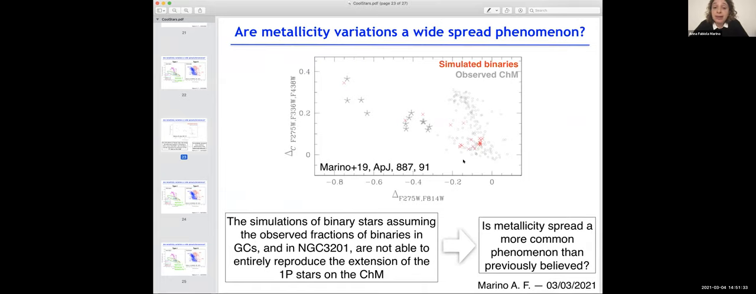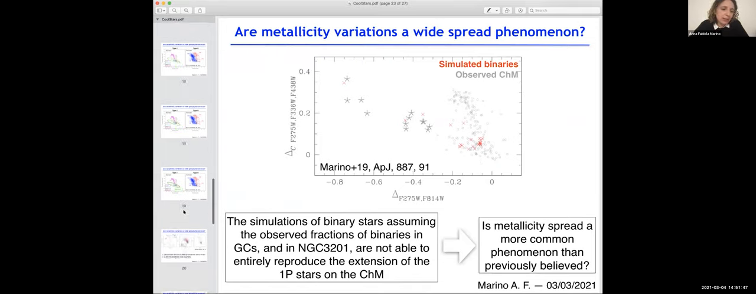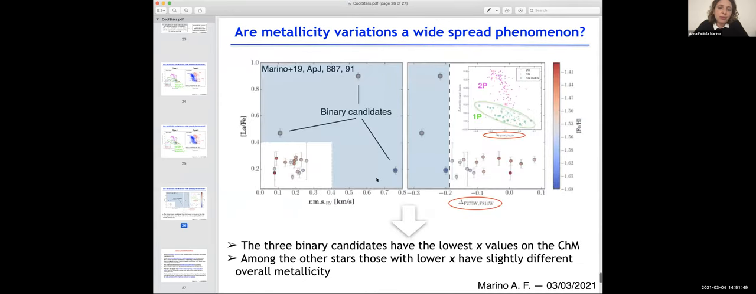We have studies on binarity, but these studies are confined to the main sequence or to the RGB. In the case of the RGB, they are based mostly on radial velocities. For example, in our sample, we found by radial velocities two stars that are likely binaries because the radial velocity spread is quite high. In any case, the binary fraction that we know in globular clusters is relatively small.